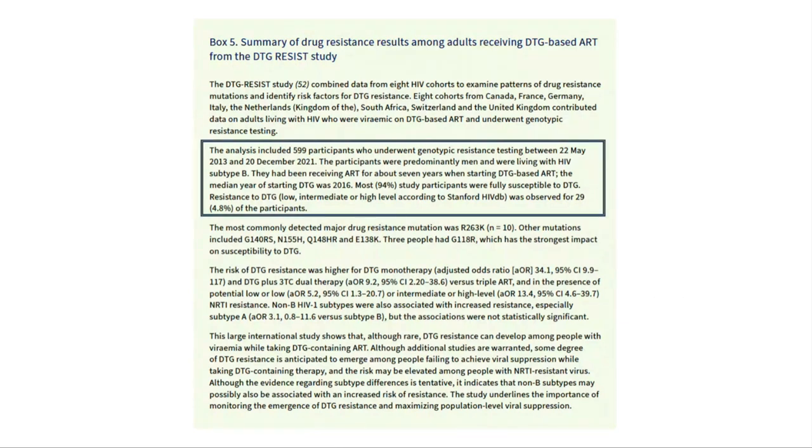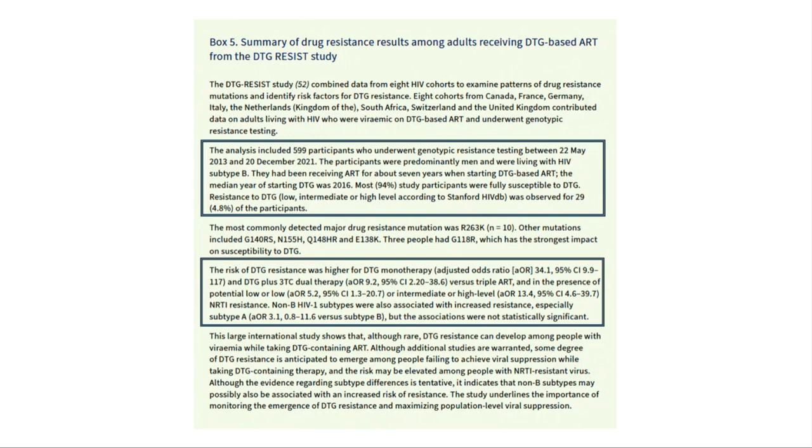And then this is where they start getting into the data that there was some evidence for dolutegravir resistance. They took a bunch of HIV cohorts, and in this one, they include about 600 people who had been getting dolutegravir for many years. Almost 94% were fully susceptible to dolutegravir, and resistance was observed for about 5%. Again, these are people who had been on therapy for a while. Then they looked at who among this cohort had dolutegravir resistance, and it was people who had dolutegravir monotherapy. There were trials done looking at that.